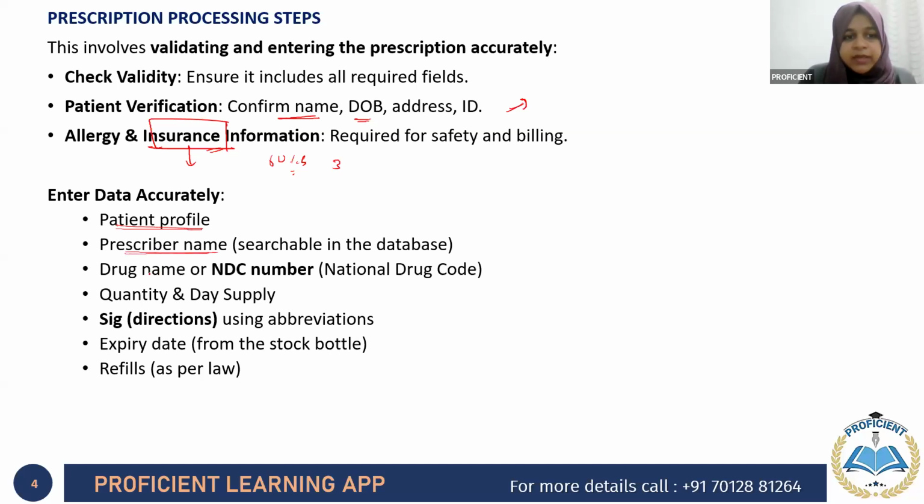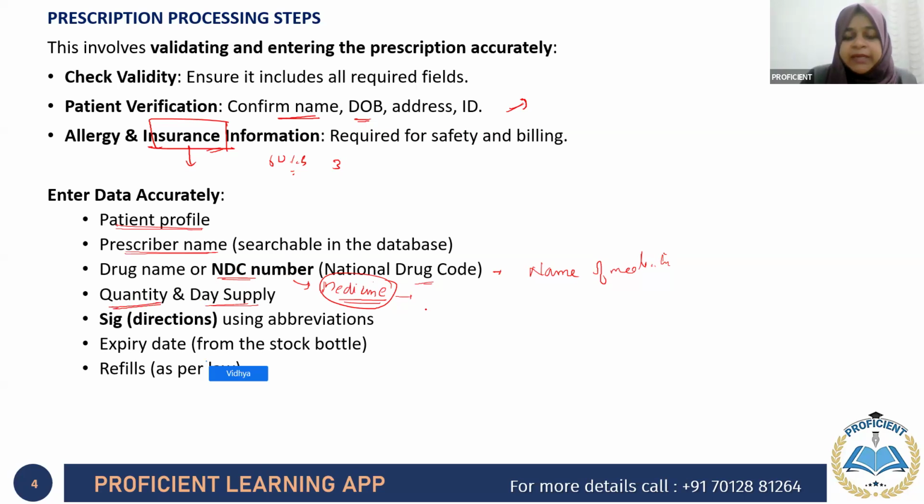Prescriber's information, right? Then the NDC number is a number given to the medicine which identifies that medicine. NDC is the National Drug Code. This code is specific to a specific drug. Each drug will have a different NDC code. So either you can type in the name of the medication, or you can write down the NDC number. Understood? Then you have to write down the quantity and day supply.